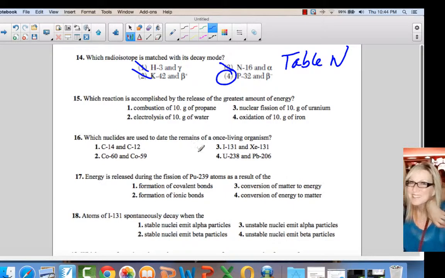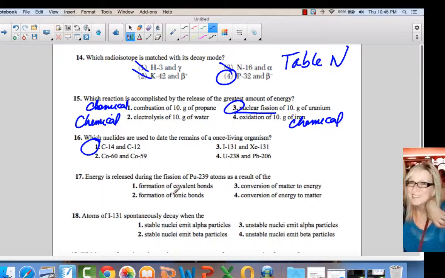There you go. Which reaction is accompanied by the release of the greatest amount of energy? So combustion is chemical, electrolysis is chemical, oxidation is chemical, and nuclear fission. I already told you nuclear reactions produce much more energy than chemical reactions. Which nuclides are used to date the remains of once living organisms? That's going to be your carbon family, carbon-14, carbon-12.